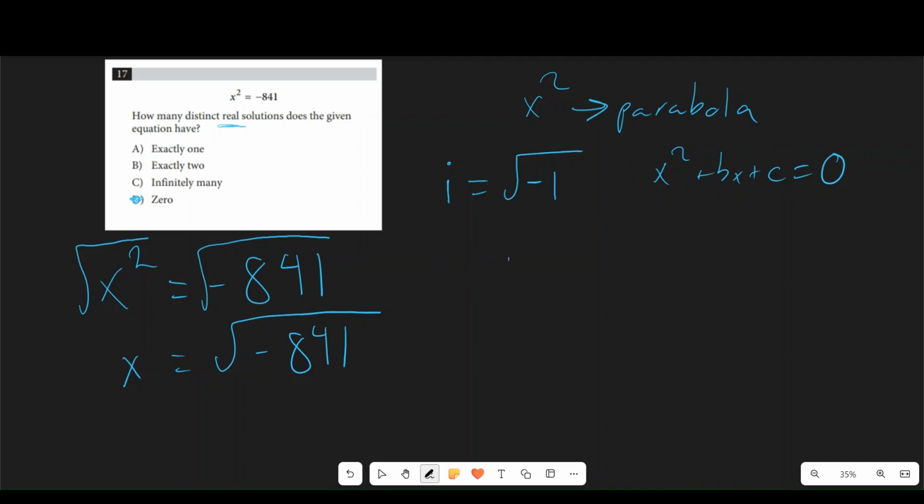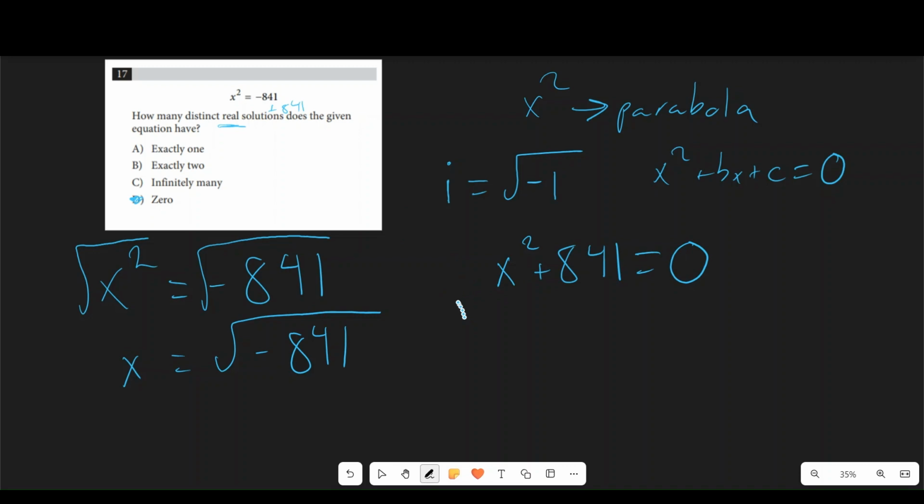So we could try doing it that way, where we have the x squared, and then we just add 841 on both sides. So we'd have x squared plus 841 is equal to 0. So we would get to this point.